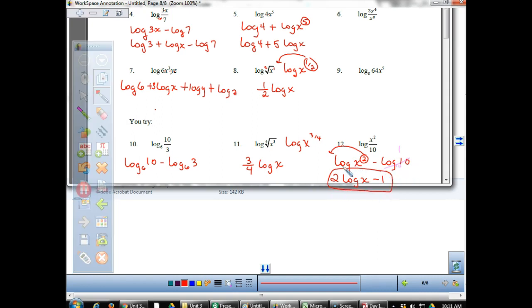So we're kind of blending what we did yesterday with expanding. So you still need to be able to evaluate or simplify logs. So remember from yesterday, the reason this simplifies down to 1 is because 10 to the first is 10. So that's why this all simplified down to 1. Okay, now let's do some going the other way, which will basically be, instead of expanding, we're going to condense.